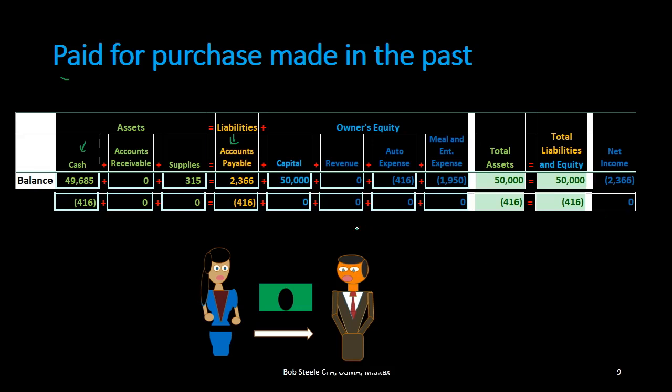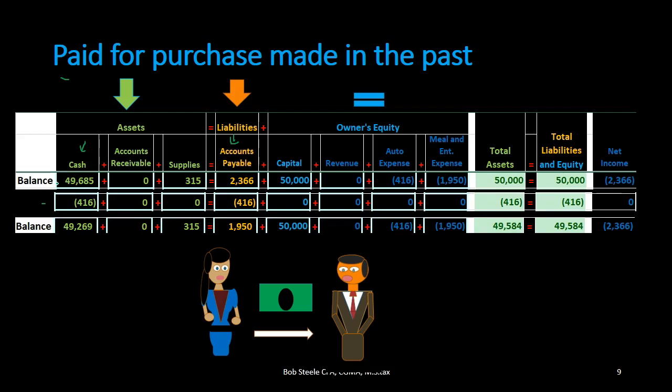In other words, if we bring down the balance, we're going to say, well, let's go through this. We're going to say that the assets are going down, liabilities are going down, and the equity is remaining the same from this transaction. Then we have the balances. We're going to say that the 49,685 minus the 416 brings us to 49,269. Accounts receivable, 0 plus 0 is 0. Supplies, 315 plus 0 is 315. Accounts payable, 2,366 minus 416 brings us to 1,950. Capital, 50,000 plus 0 is 50,000.